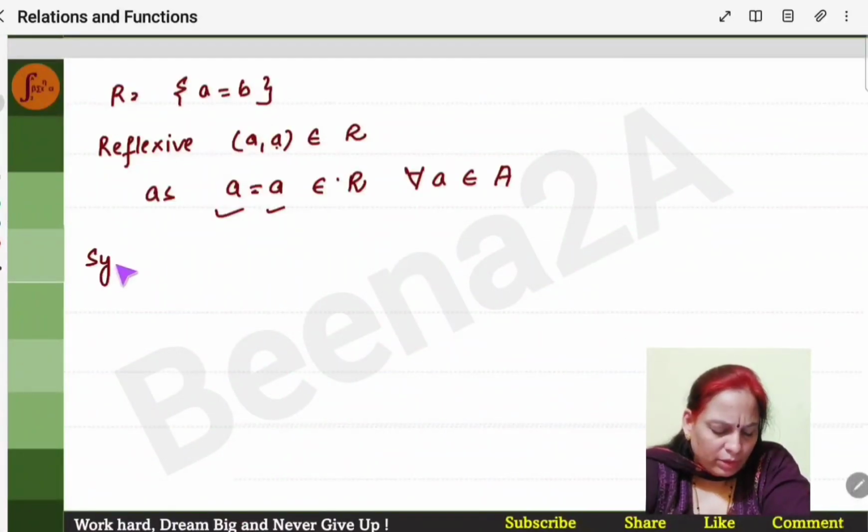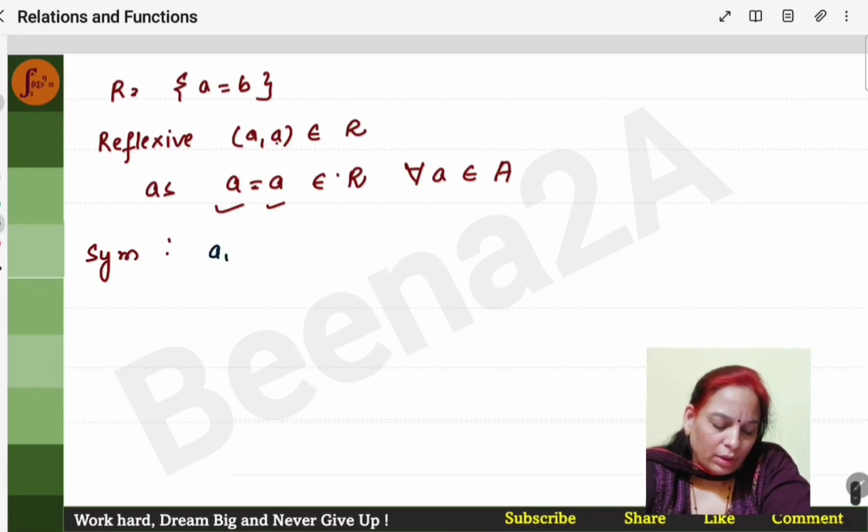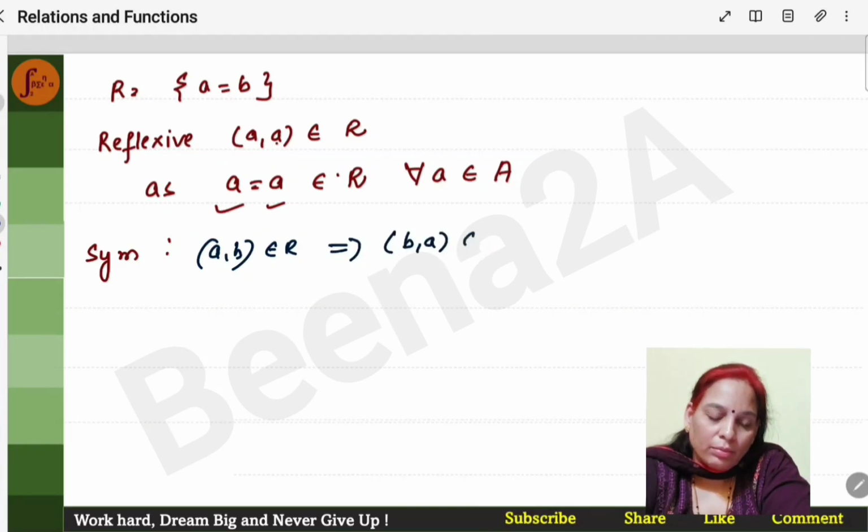Now we'll see symmetric. For symmetric, A comma B belongs to R implies that B comma A belongs to R. This is simple, right?